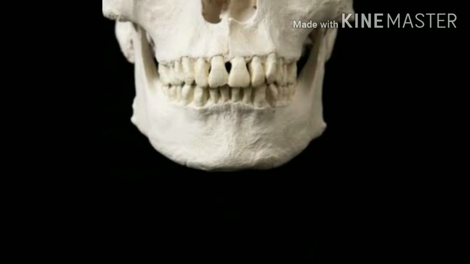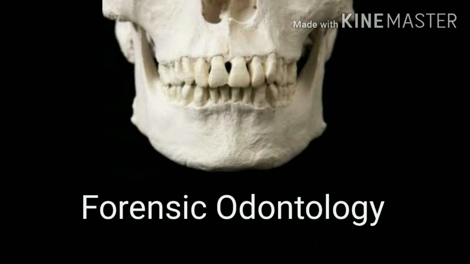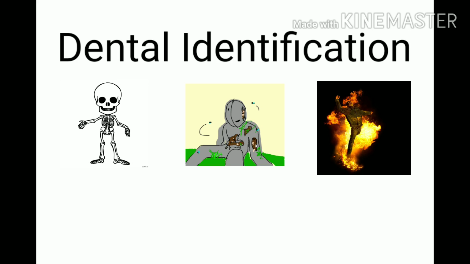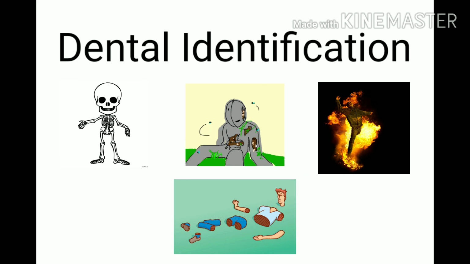And last but not the least, the sixth method of identification of a person is forensic odontology. Forensic odontology is the proper handling, examination, and evaluation of dental evidence, which will be presented in the interest of justice. Dental identification plays an important role when the remains of a deceased person are skeletonized, decomposed, burnt, or dismembered, and identification is invalid by visual or fingerprint method.